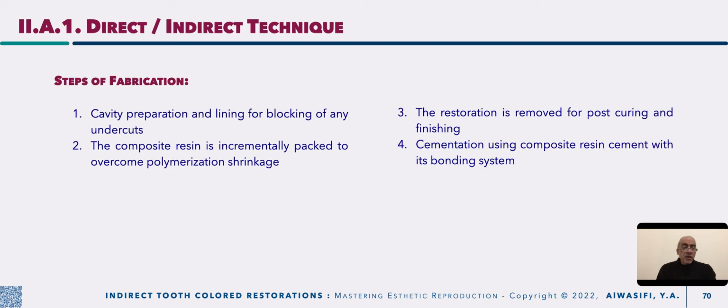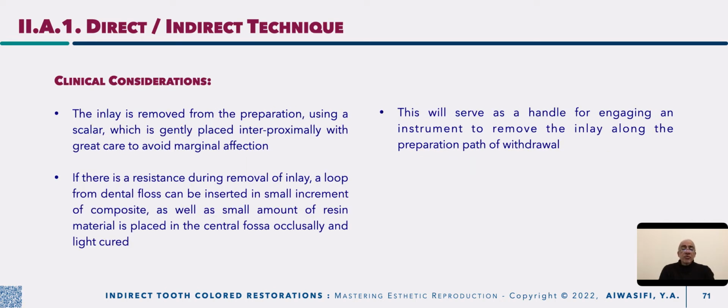It's a very simple one: cavity preparation and lining for blocking of any undercut. Then composite resin is incrementally packed to overcome polymerization shrinkage, but it is not bonded to the tooth structure. That's why the restoration is removed for post-curing and finishing, and then cemented into place with a bonding system. To remove your restoration, this is the trick in your technique.